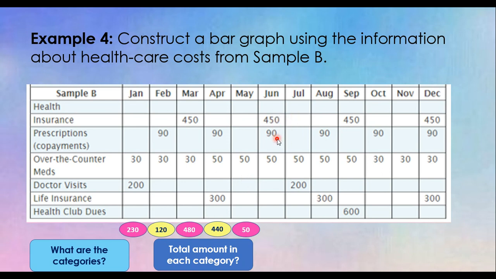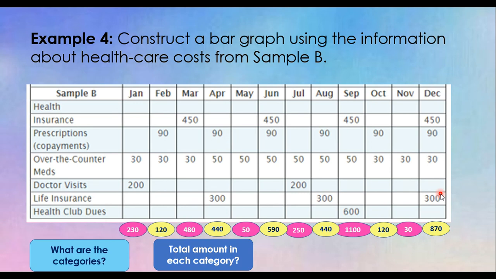June, 450 plus 90 plus 50 more, that is giving us 590. July is 50 plus 200, leaving us with 250. August is 90 plus 50 plus 300, so I'm spending $440 in August. September is 450 plus 50 plus 600, that's $1,100. October is 90 plus 30, which is $120. November, we only have over-the-counter meds, so I only have a $30 cost. And December, I'm spending $450 plus 90 plus 30 plus 300, resulting in a total cost of $870.